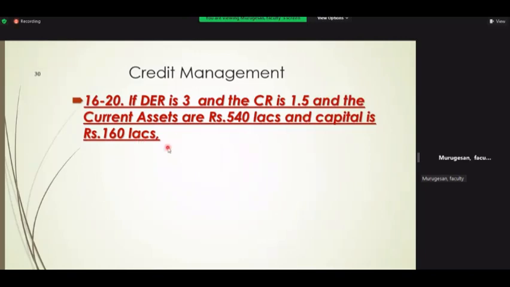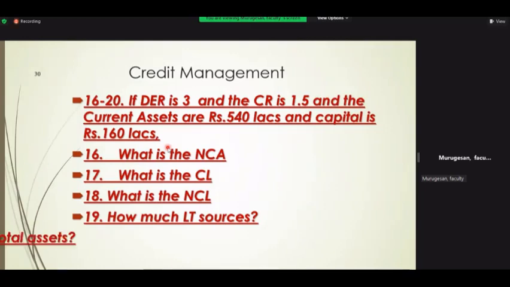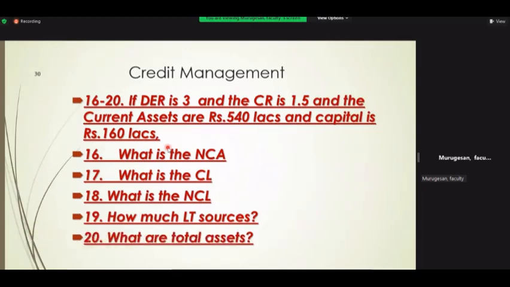They will give this much data. You understood? Now, based on this data, you have to answer. What is the NCA? Five questions they will ask: What is NCA? What is CL? What is NCL? What is LT sources? What are the total assets? Sometimes they will ask, what is NWC? Anything they may ask. So out of the five questions, you have to answer using the given data. So can we start? Very simple.